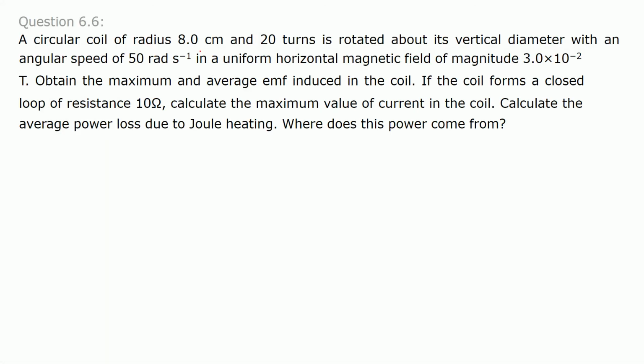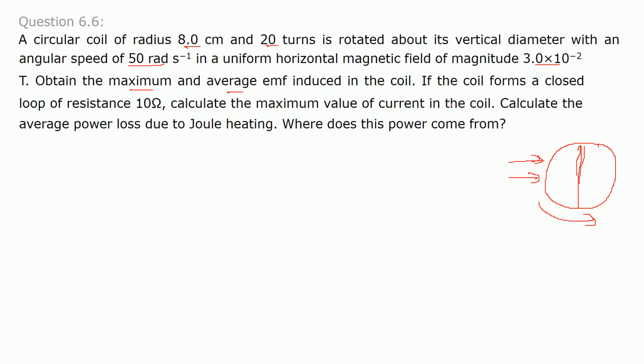A circular coil of radius 8 cm and 20 turns is rotated about its vertical diameter. So there is a circular coil. This is the vertical diameter. The circular coil of these values is rotated. So it is rotated like this along the vertical diameter with an angular speed which is given here, omega, 50 radian per second in a uniform horizontal magnetic field. Now the magnetic field is like this. The value is this much. Obtain the maximum and average EMF induced in the coil.